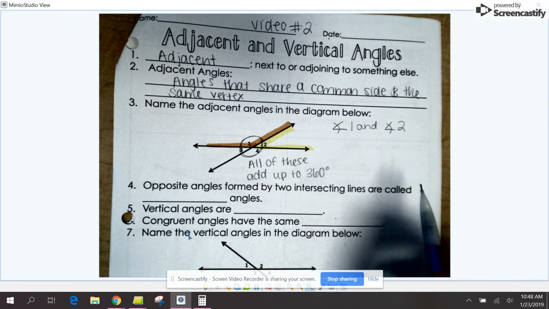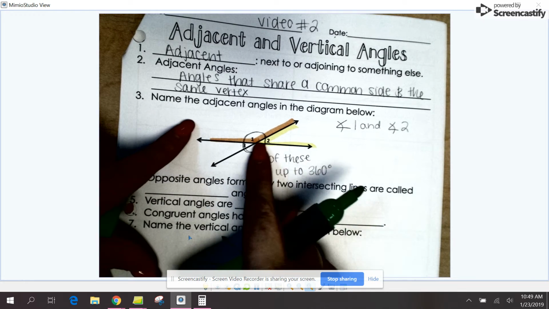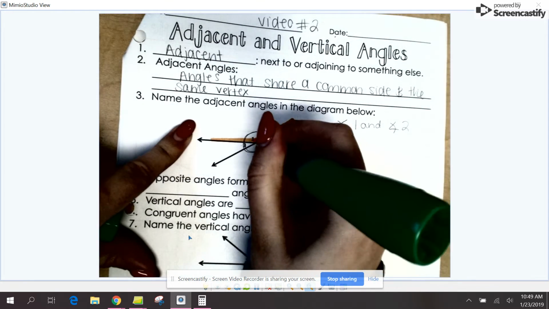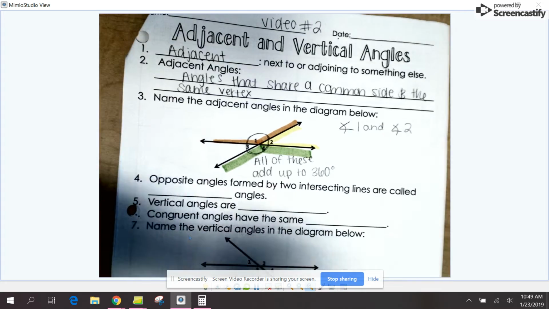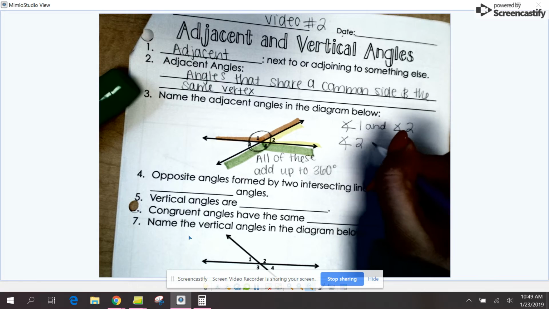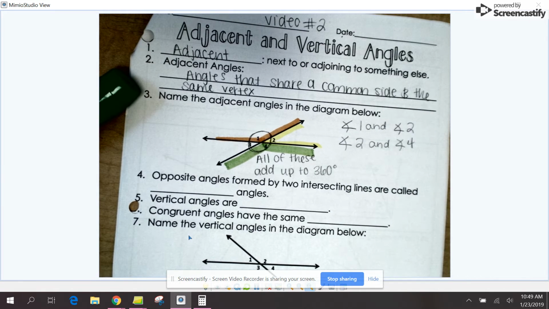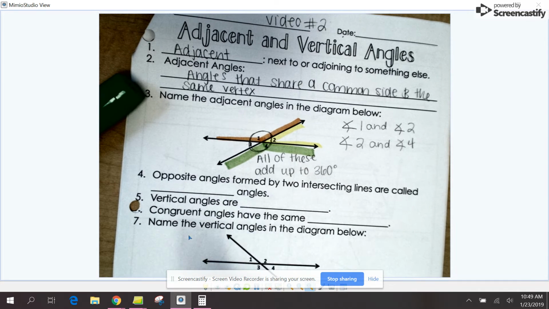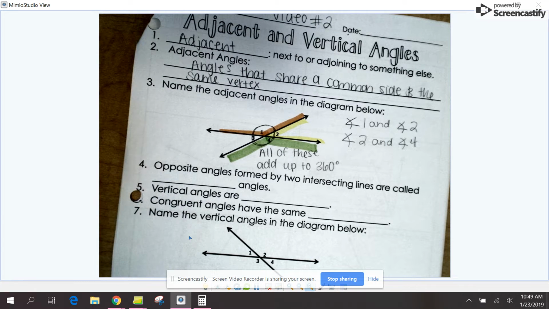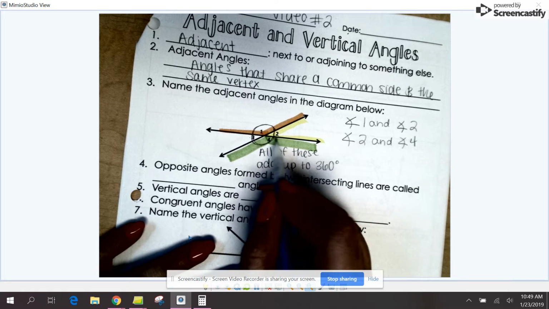So angle 1 and 2 are adjacent, but 2 and 4 are also adjacent because they share a side and a vertex. Okay, so I'm just going to do 2 examples. So angle 2 and angle 4. Those are adjacent, okay? So when they're next to each other, they're called adjacent. Think of adjoining hotel rooms, right? They share a door and a side, okay?